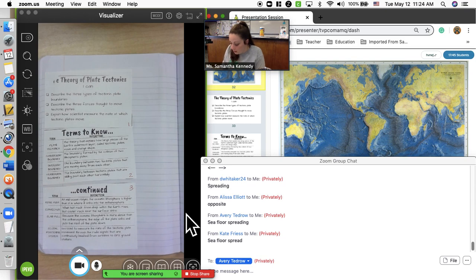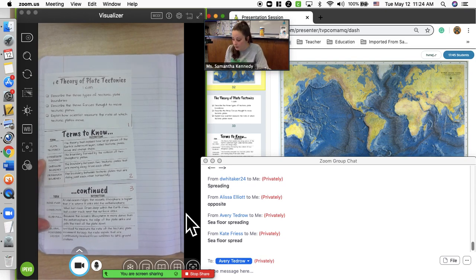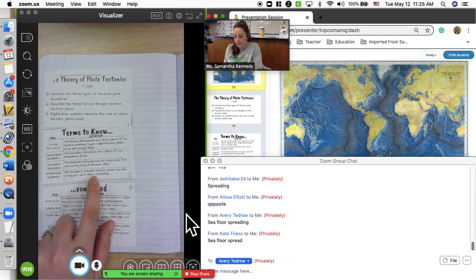Okay? So here are three boundaries. A convergent boundary, which is formed by the collision of two lithospheric plates. A divergent boundary, the boundary between two tectonic plates that are moving away from each other. And then a transform boundary, the boundary between tectonic plates that are sliding past each other horizontally.